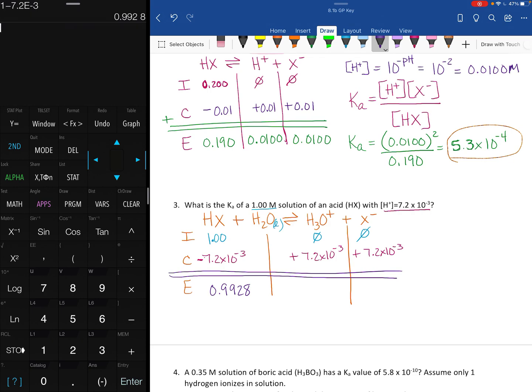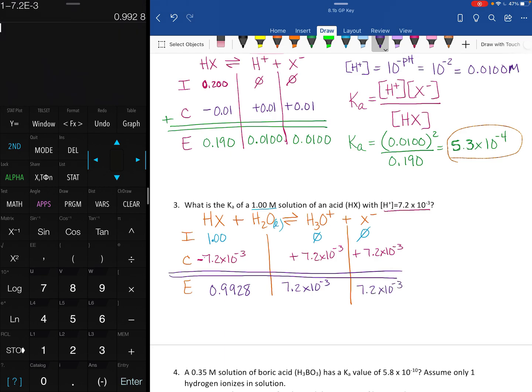I'm going to go ahead and keep that whole number so I don't have any rounding issues and it's easy to write. And then, of course, the other two, we're going to see 7.2 times 10 to the negative third, 7.2 times 10 to the negative third.